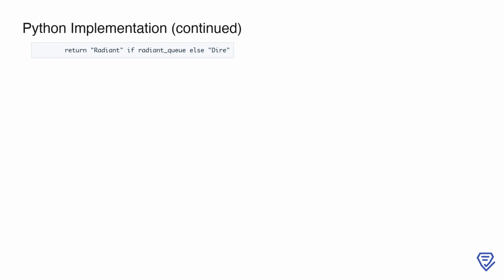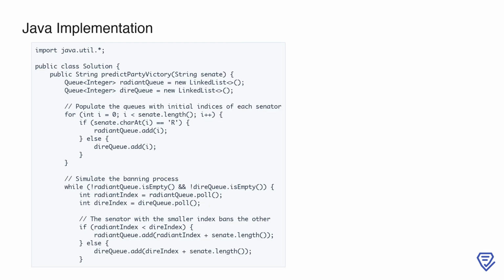Finally, once one of the queues becomes empty, we determine the winning party. If the radiant queue still contains senators, it means the radiant party has won, so we return radiant. Otherwise, if the dire queue still has remaining senators, the dire party is victorious, and we return dire. This simple yet efficient approach ensures that all senators get their turn in the circular order, and the party that manages to ban all members of the opposing party first emerges as the winner. Here, we start by importing the necessary Java utilities and defining our solution class with the predict_party_victory method.